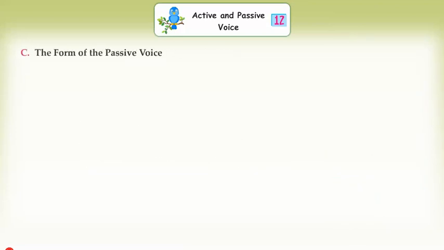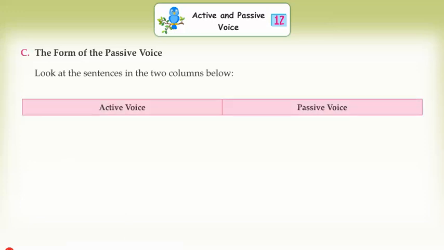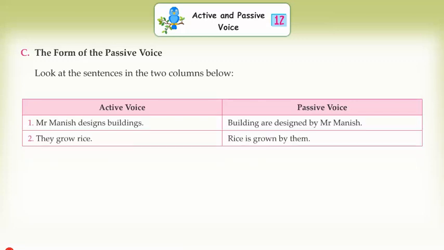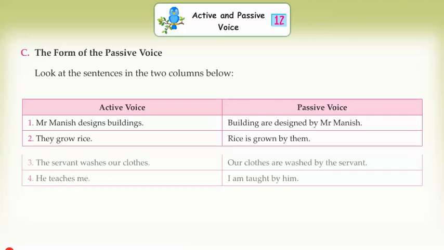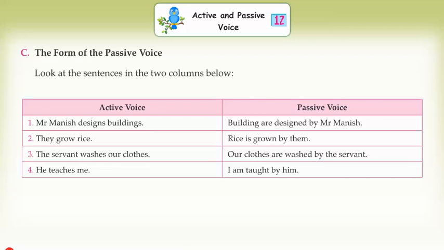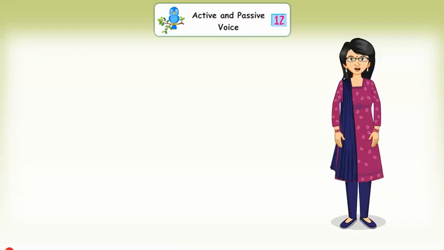C. The form of the passive voice. Look at the sentences in the two columns below. Active voice, passive voice. 1. Mr. Manish designs buildings. Buildings are designed by Mr. Manish. 2. They grow rice. Rice is grown by them. 3. The servant washes our clothes. Our clothes are washed by the servant. 4. He teaches me. I am taught by him.